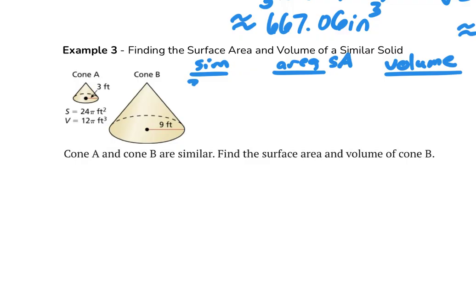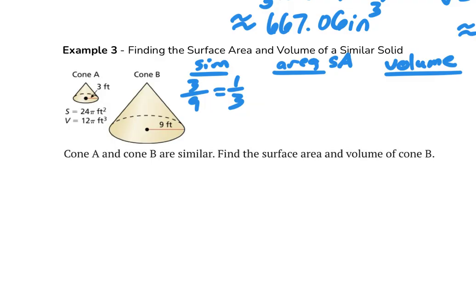So first up, we're going to compare the two radii. The radius of the small one to the radius of the big one is 3 to 9. If I reduce that, it would become 1 to 3. So we're essentially saying cone B is 3 times larger than cone A. That's all that means, okay, when you write that ratio.